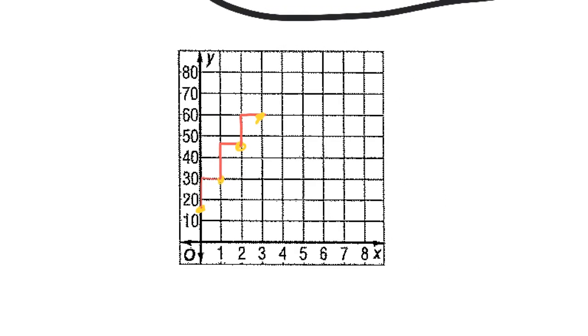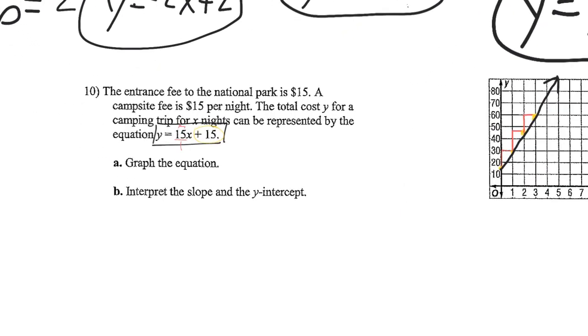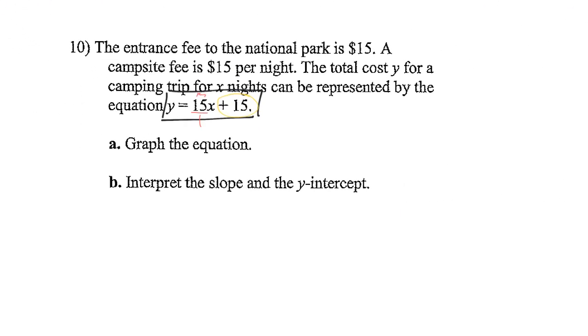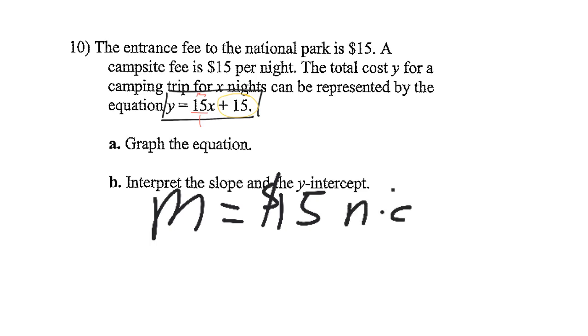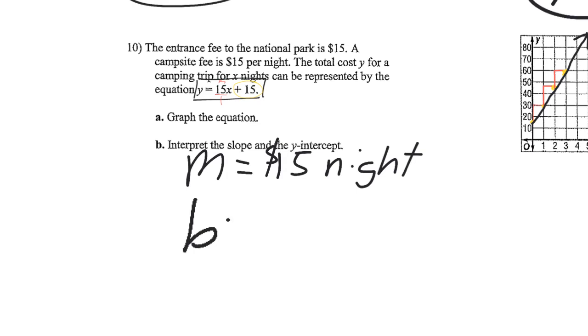So now I'm just going to go ahead and graph this thing. Hopefully I can hit most of those points. That kind of looks about right. So there's my graph. It says interpret the slope and the y-intercept. Well, m, or the slope, is that 15 per night. Wow, handwriting's just terrible on this. So sorry. My y-intercept is that entrance fee.